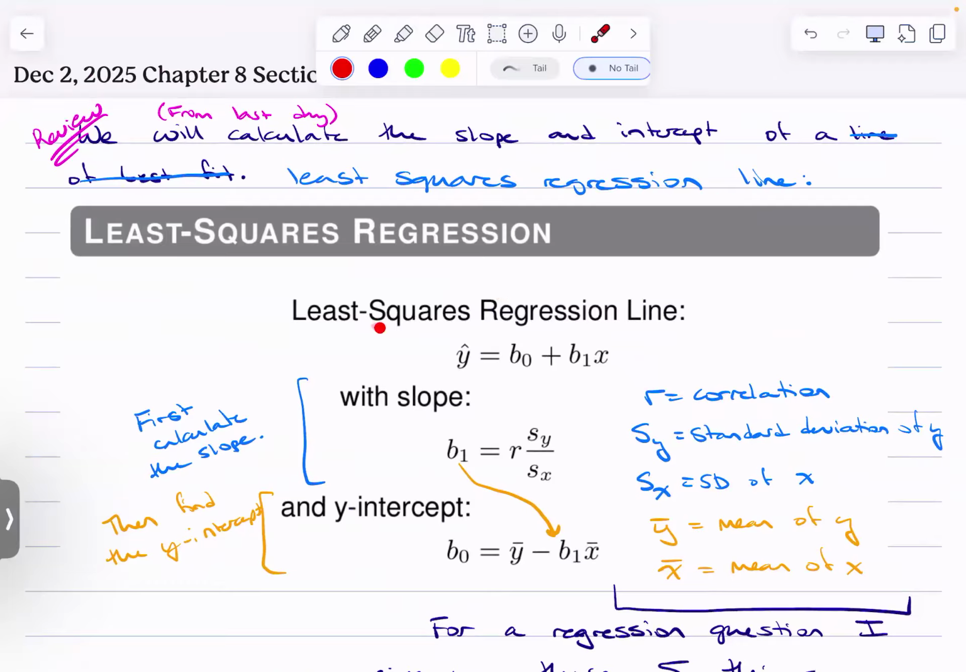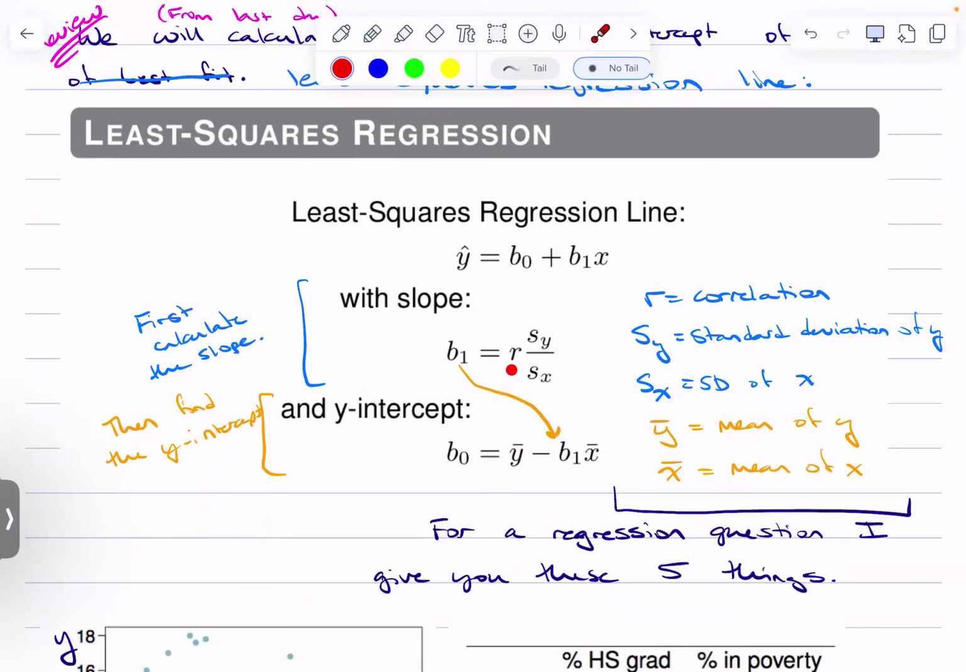We have a least squares regression line, y hat equals b naught plus b1 x, where b1 is the slope. How do you calculate it? We use r, the correlation, from last week, times the standard deviation of the y's over the standard deviation of your x's. Of course, I would need to give you that information: r is the correlation, standard deviation of y, standard deviation of x.